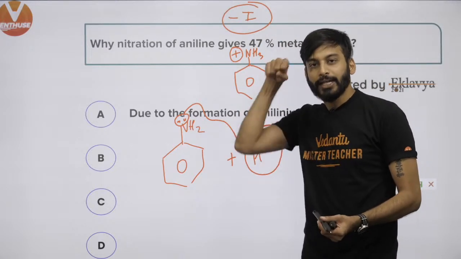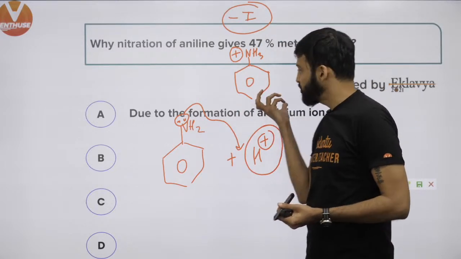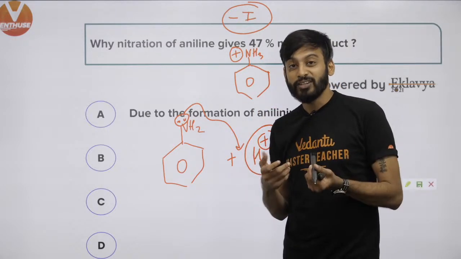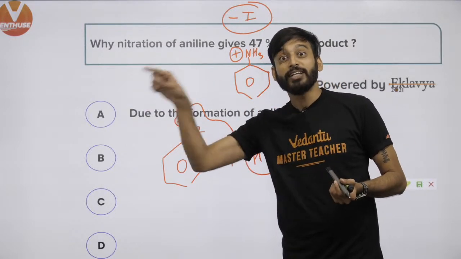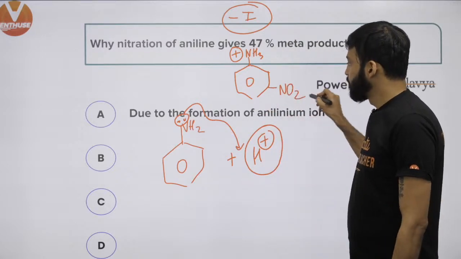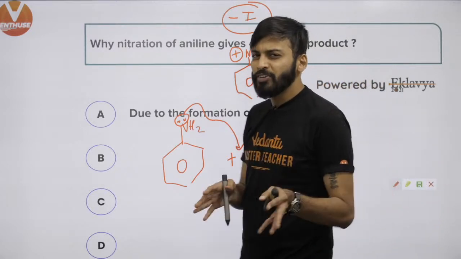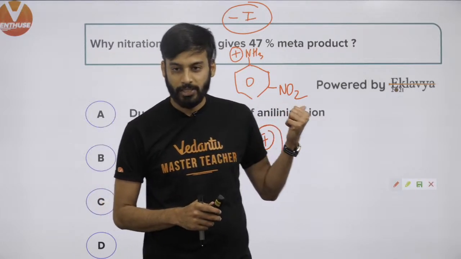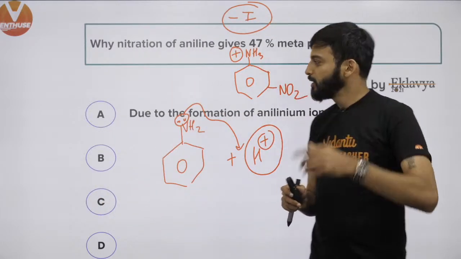It will pull the electron density out of this benzene ring, and only the meta position will have more electron density. That's why you will see 47% of the product is meta product. Your ortho product is around 51% and your para product is around 2% in this particular case. Is that point clear? So the answer is option A.